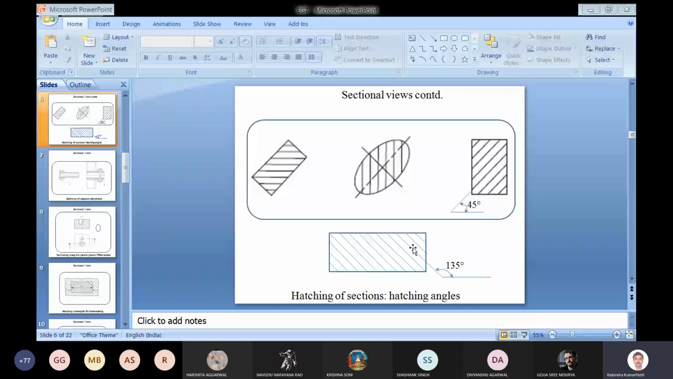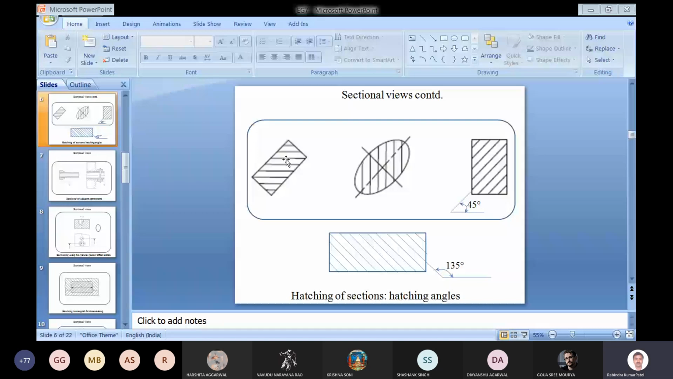Two other cases are shown here, where we can show the inclined lines like this. In this case, the hatching lines will be horizontal or vertical depending on the projection, depending on the shape on which we have to draw the hatching lines. So based on that we can use the vertical line and horizontal line depending on the shape. Otherwise we use 45-degree or 135-degree.